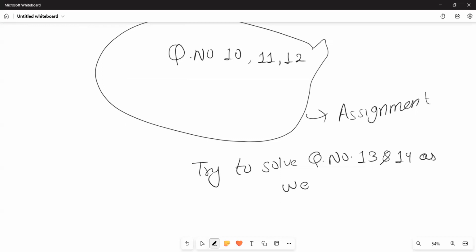I will ask you. No worries if you solve it in an incorrect manner, but you have to try it and show it to me: here's the solution that I have tried. Is it correct or not? You have to show it to me.